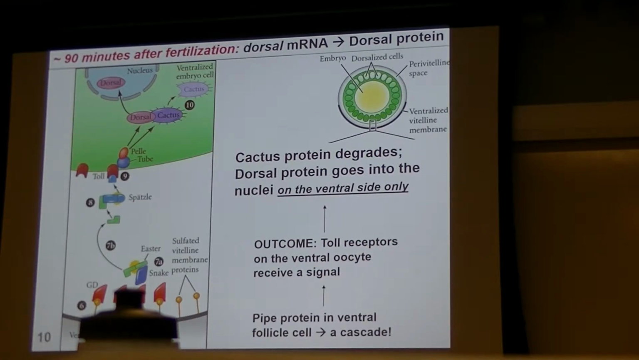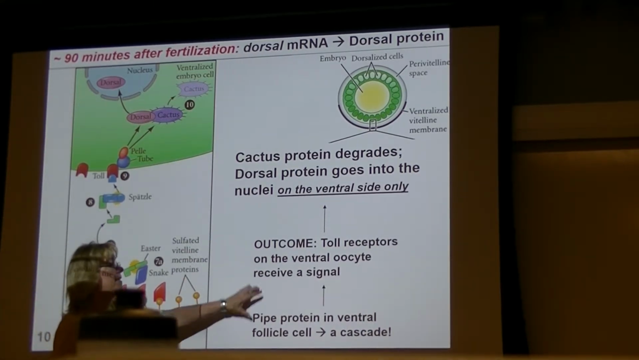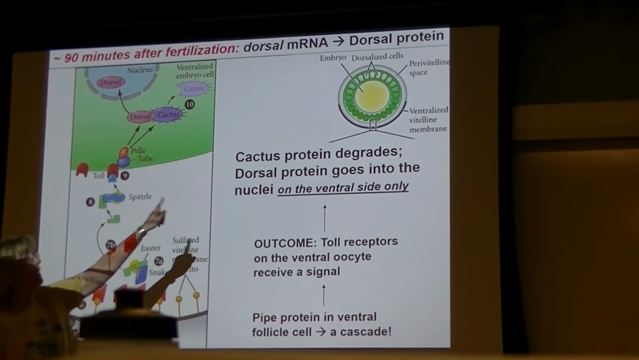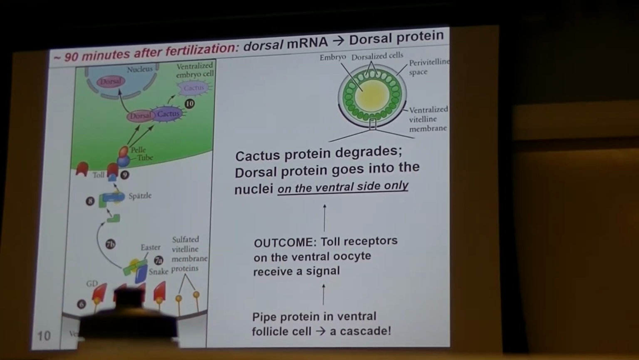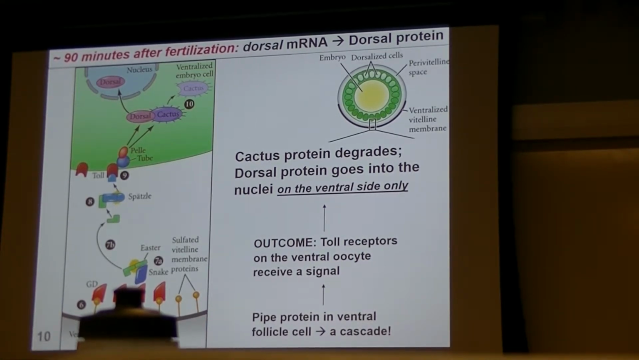Okay, so here is what I just told you. So we have pipe protein in the ventral cells. We get the signaling cascade, and then here you can see a cross section now through the embryo at 90 minutes past fertilization. So we do have a whole layer of cells going around the outside of the embryo. And then the darker green color there, that indicates the presence of dorsal in the nuclei in all those round circles. So the darker green it is, the more dorsal that's present inside those nuclei. And what you can notice is it's a gradient.